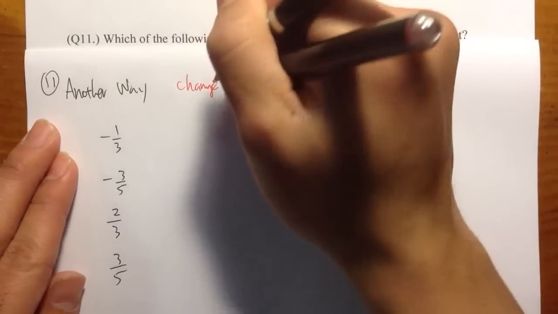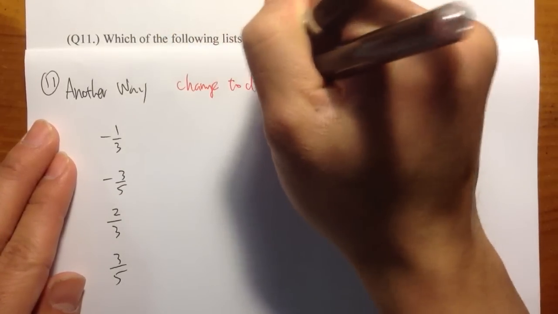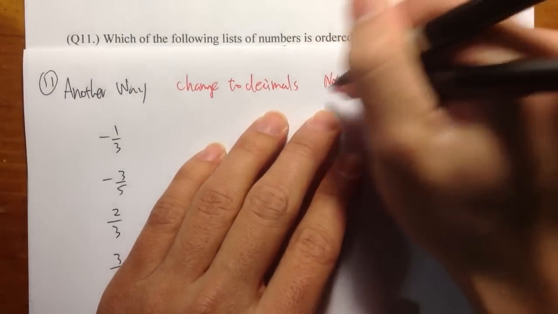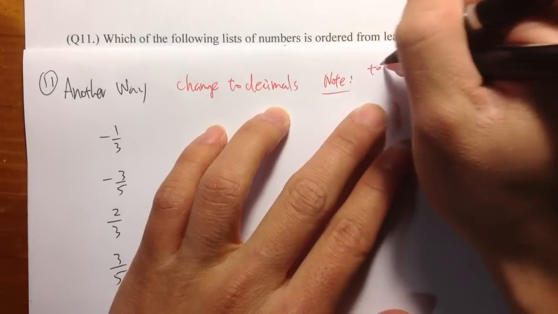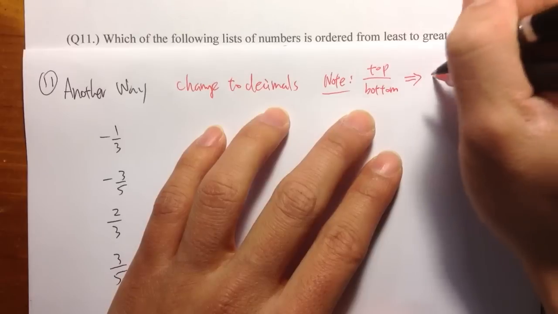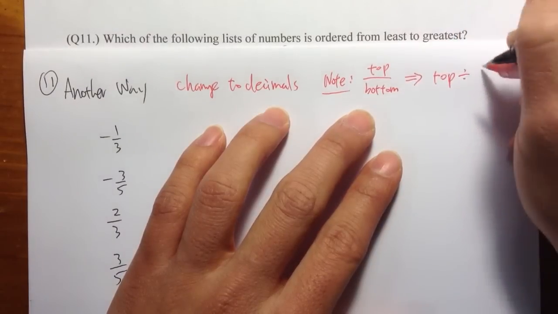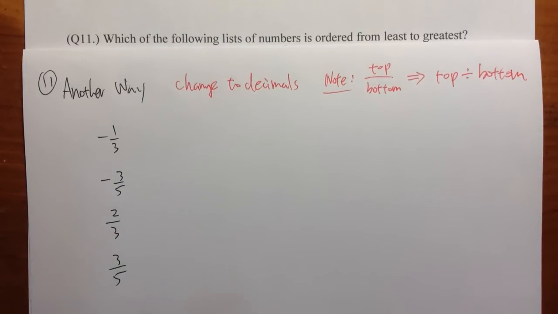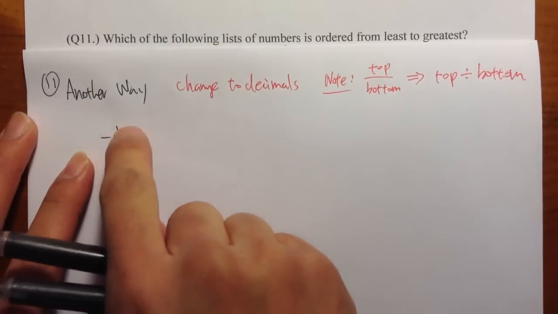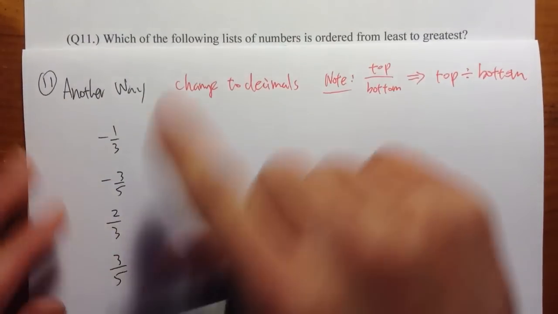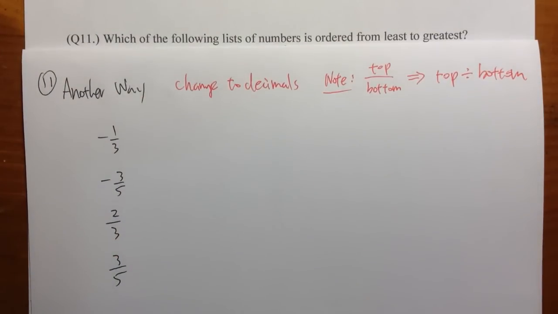So this is our strategy: change fractions to decimals. Let me write down some notes. When you have a fraction, you have a top number over the bottom number. This means you have the top number divided by the bottom number. For the first fraction, I have negative 1/3. I'm going to change it to a decimal. Once we have everything as decimals, it's easier to compare how big the numbers are.